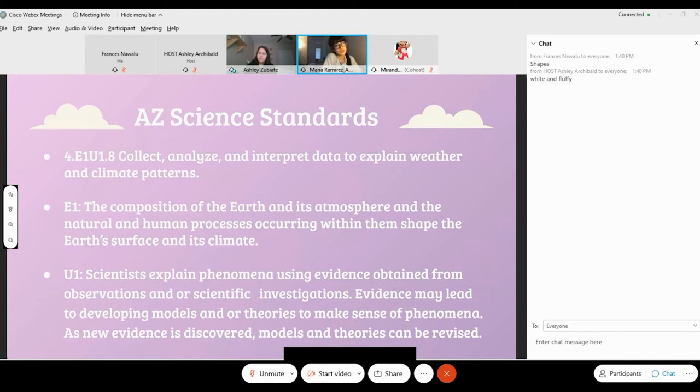So the E1 portion states that the composition of the Earth and its atmosphere and the natural and human processes occurring within them shape the Earth's surface and its climate. The U1 portion states that scientists explain phenomena using evidence obtained from observation and/or scientific investigations. Evidence may lead to developing models and/or theories to make sense of phenomena. As new evidence is discovered, models and theories can be revised.